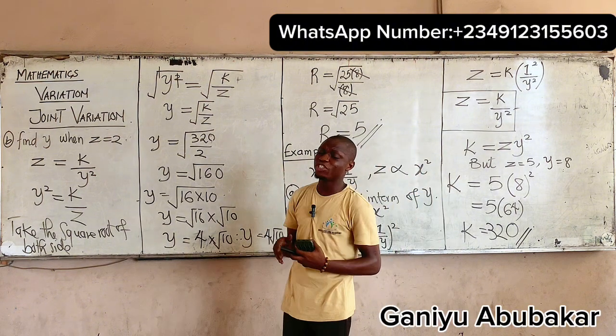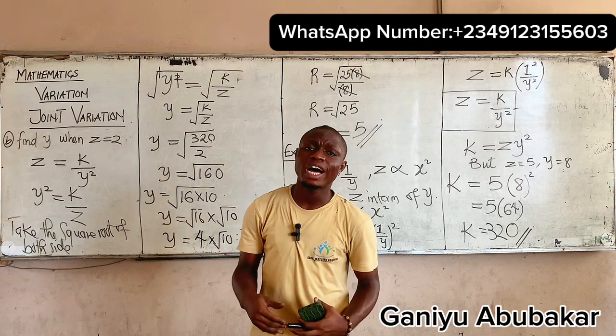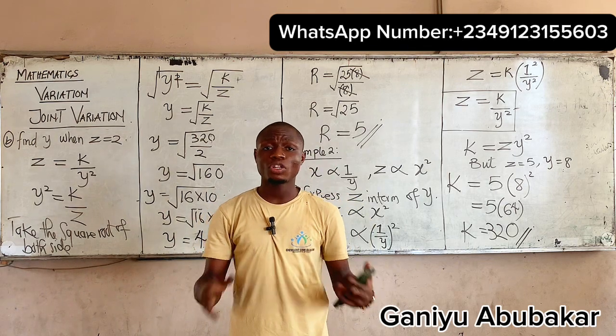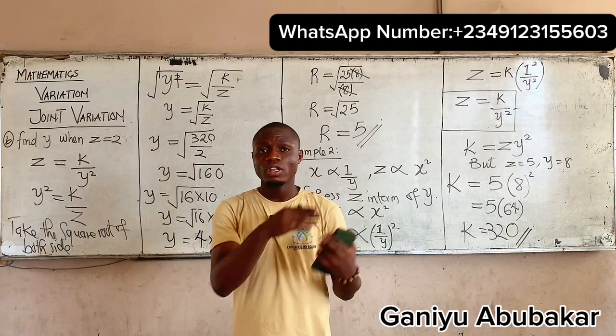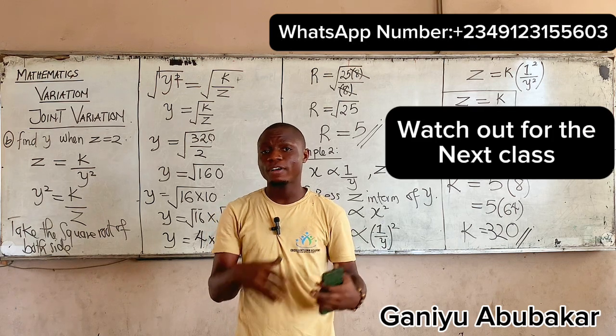Let's look at the last variation, called partial variation, and we are done with all this concept of variation. Next class we'll look at partial variation.